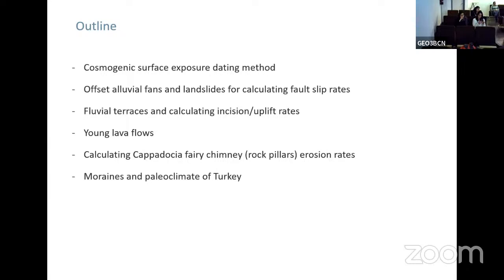I used to live in Ankara, the capital city, not too far from Cappadocia. You probably heard about it. It's a volcanic landscape with really peculiar landforms. So we try to see how fast those landforms erode away. I'll talk about that as well. And mainly our applications are actually on glacial deposits, moraines. And I'll finally talk about that as well.